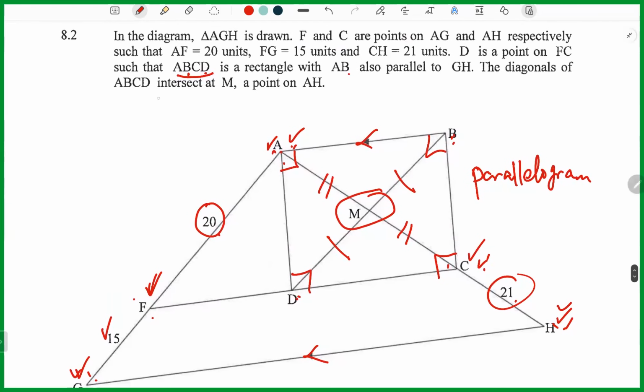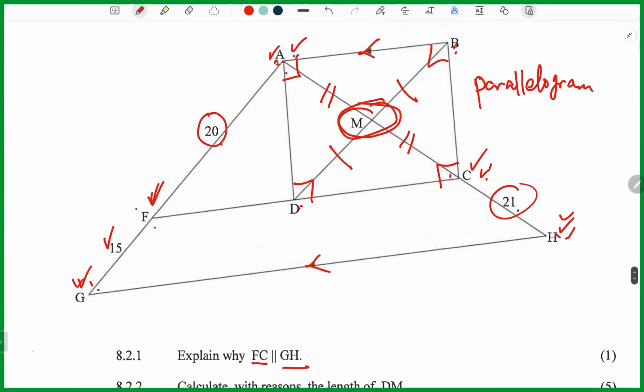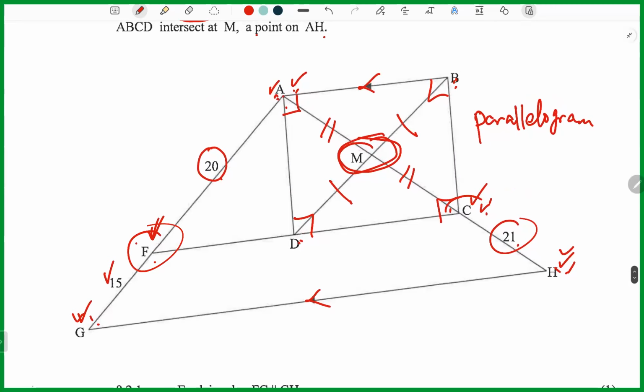Right, the diagonals intersect at M, a point on AH. Obviously, you can see that the point M here is on AH there. Okay, that is true. Explain why FC is parallel to GH. You need to explain why FC is parallel to GH. Why? So why? Proportionality.